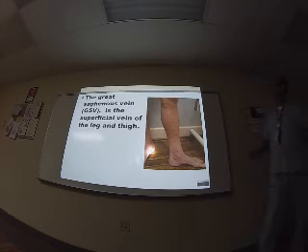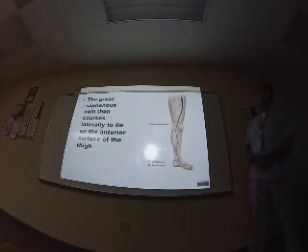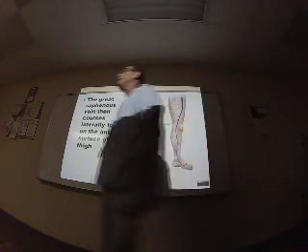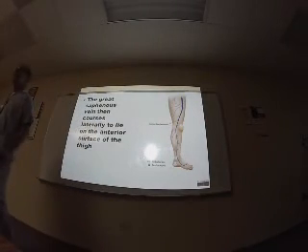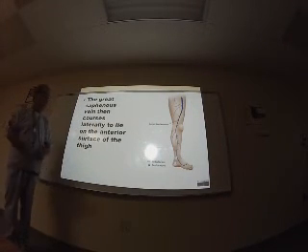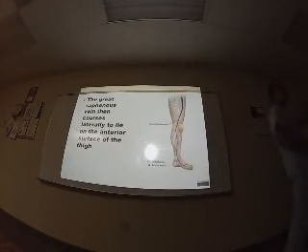The great saphenous vein is the superficial vein at the leg and the side. The great saphenous vein is the longest vein in the body. The longest vein in the body is the saphena. What do they use this for? You know the bypass of the heart? Okay, they use this vein. This is the vein that they use to produce the bypass in the heart.